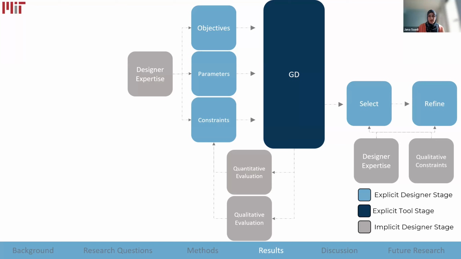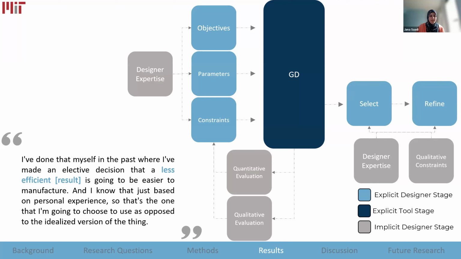After the tool generates a set of outputs that the designer is satisfied with, they'll select from the designs and then further refine. Here again, the designer will use their expertise to select. As one interviewee said, you can even select something that's less efficient, but you know that maybe it's easier to manufacture, and they know that based off of their personal experience. So they're going to choose this more optimal design in terms of manufacturing, as opposed to the more idealized version of the product that was created using the generative design tool. So they're really putting their own expertise and their own intuition into the selection and refinement stage.